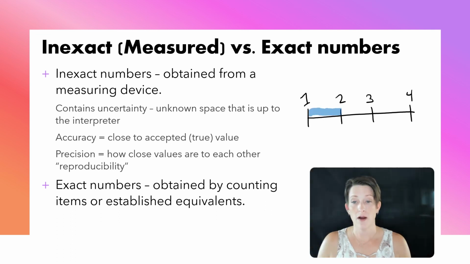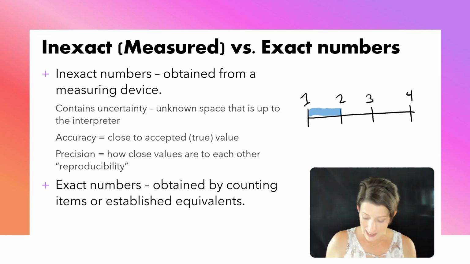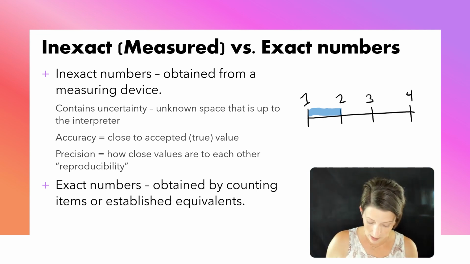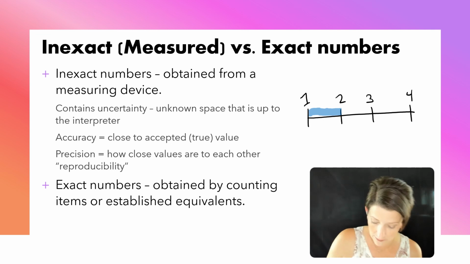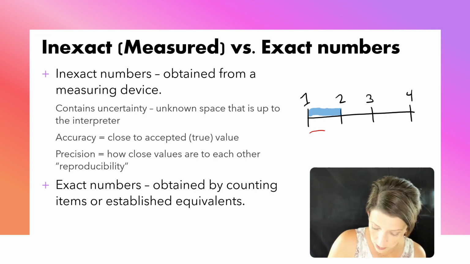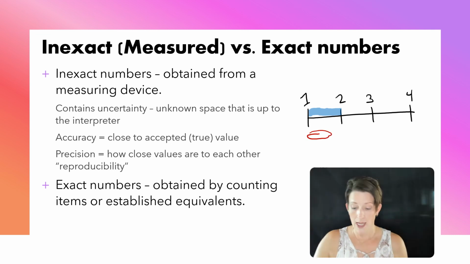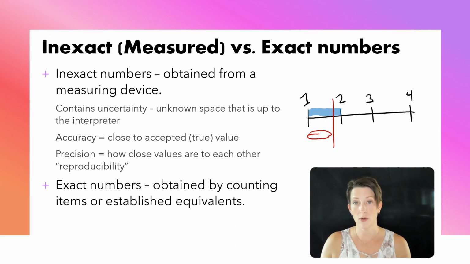So that area of uncertainty, if what we are measuring falls under this area, so we're going to measure this circle, it is going to be up to that interpreter to identify where that measurement falls, because we know it's more than 1 but less than 2. So 1 what? Therefore, the numbers we present can only be as precise or as accurate as our measuring device can provide.